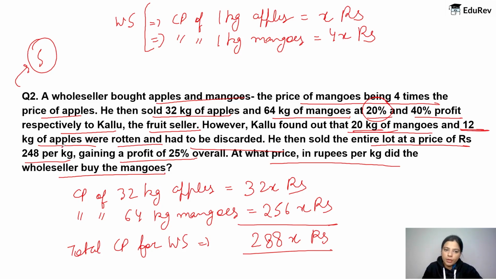12 kg apples were rotten and had to be discarded. So he couldn't return them to the wholesaler. Rather, the wholesaler cheated him. He gave him rotten mangoes and apples, some amount of mangoes that were 20 kg and 12 kg apples that were rotten. So the fruit seller had to discard them. Unfortunately, there's no mention of return on these, so they had to be discarded.